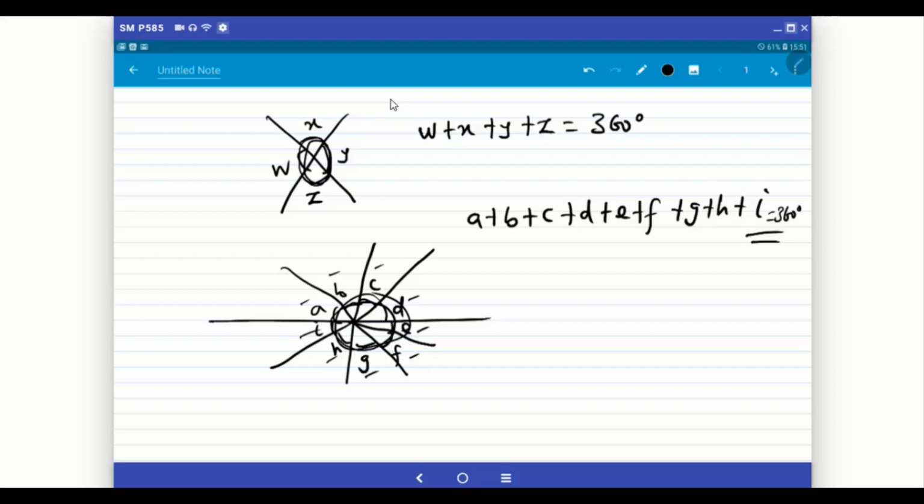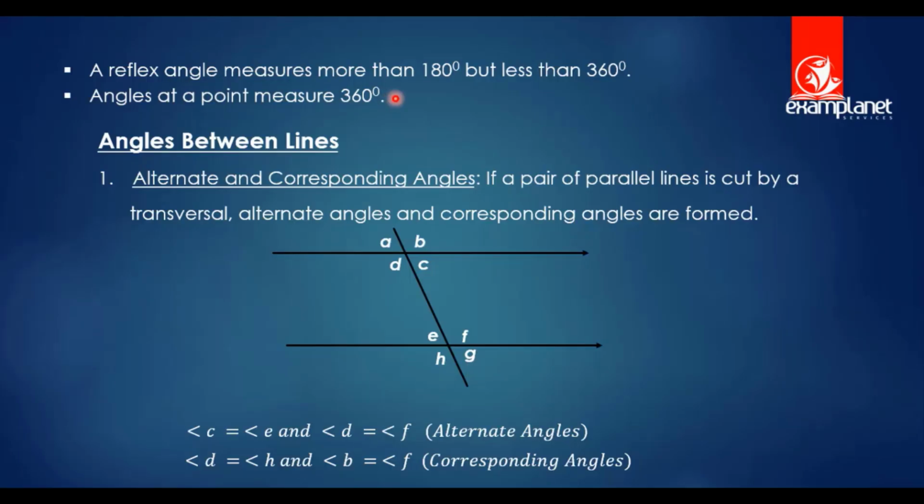All right, now we have what we call angles between lines. Okay, angles between lines. Number one is what we call alternate angles and corresponding angles. Now, these two angles are formed when you have parallel lines. So if a pair of parallel lines is cut by a transversal, alternate angles and corresponding angles are formed. So these are parallel lines.